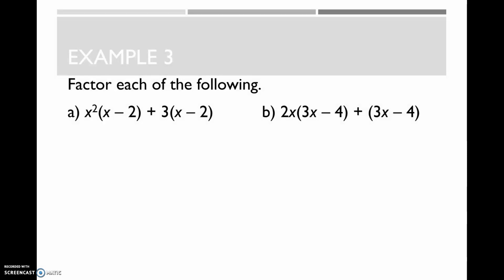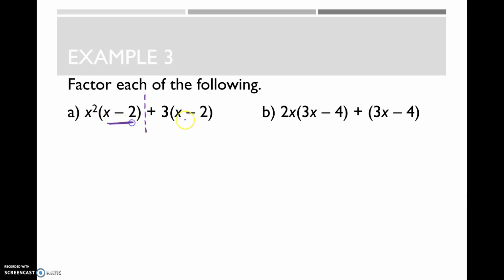This is the beginning of factor by grouping. And there's a couple different ways to explain this. Basically, we have two terms here. Our first term is x squared times the quantity x minus 2. The other term is 3 times the quantity x minus 2. What do these two terms have in common?